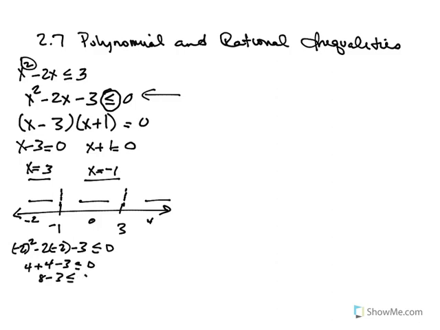8 minus 3 is less than or equal to 0. 5 is less than or equal to 0. 5 is not less than or equal to 0. That is a false statement. So what that means, if you get a false statement, is that side of the number line is not part of the solution. So then I'm going to test 0.